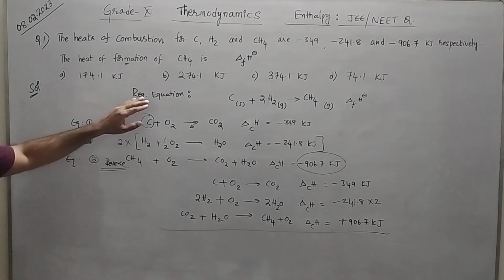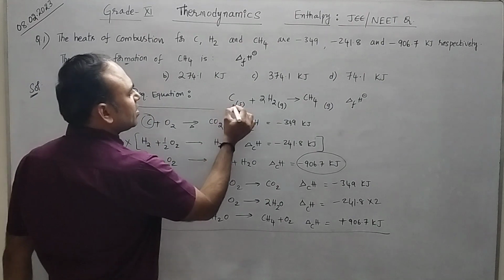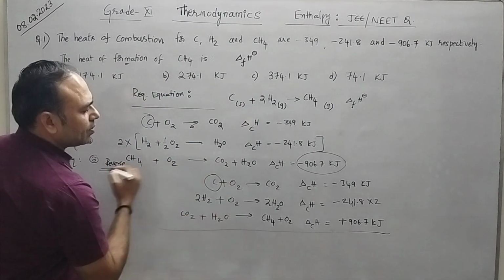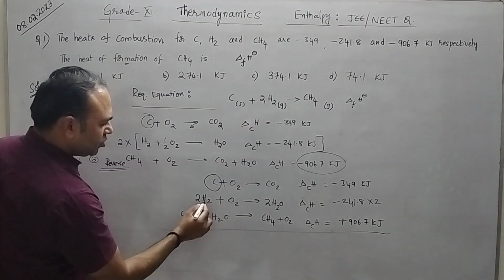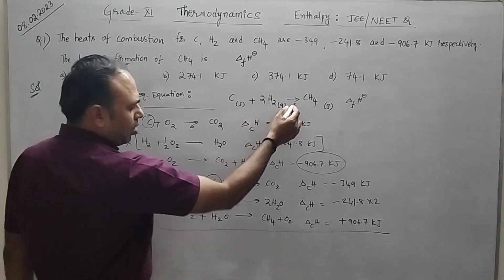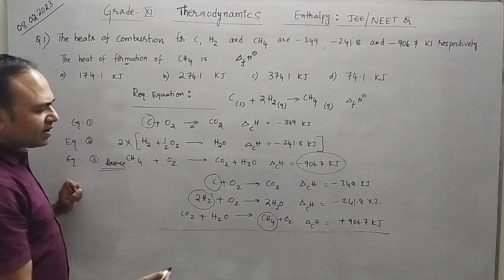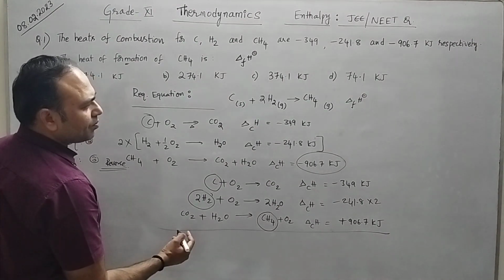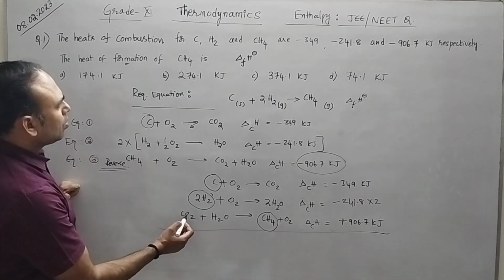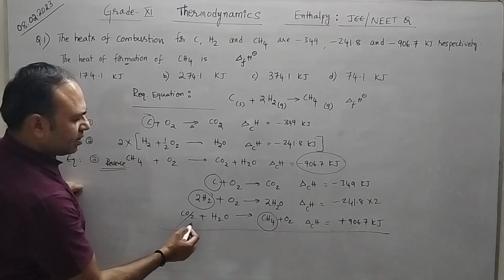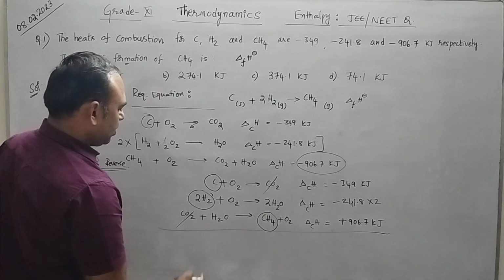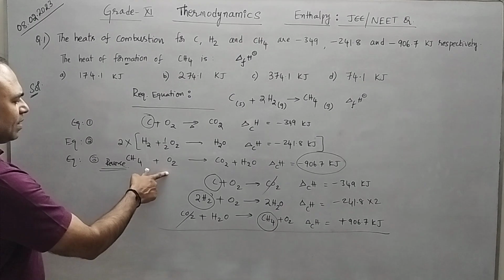Next, what is the required equation? This is the required equation. So C you have to underline or circle, then 2H2 you circle this. On the product side you have to take methane, circle. Now the other things get cancelled out. You can just observe this. So CO2 gets cancelled out. So here we didn't balance this.